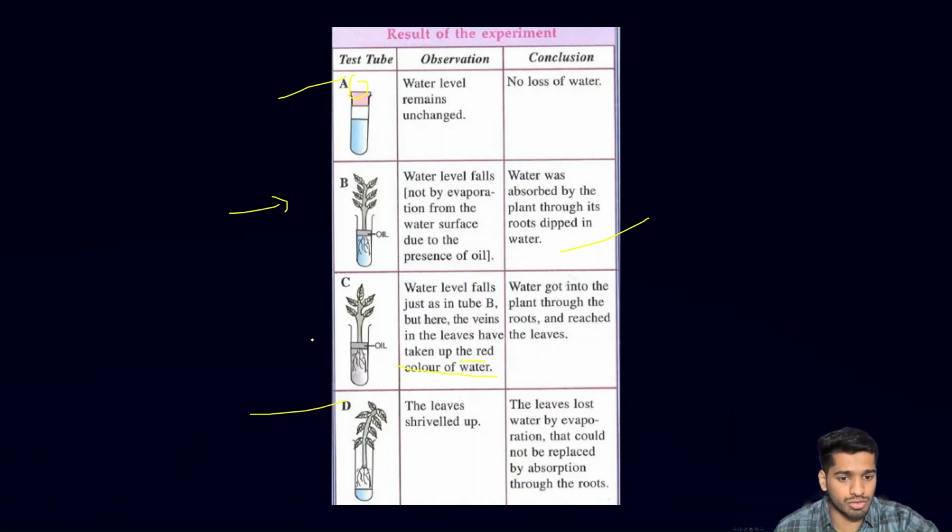And after that, the fourth one, there was no change in the water level, and the plant leaves got shriveled up, which means what? It started to have wrinkles because it didn't get enough water to grow. So the conclusion is I can prove that the water is getting absorbed by the roots only.